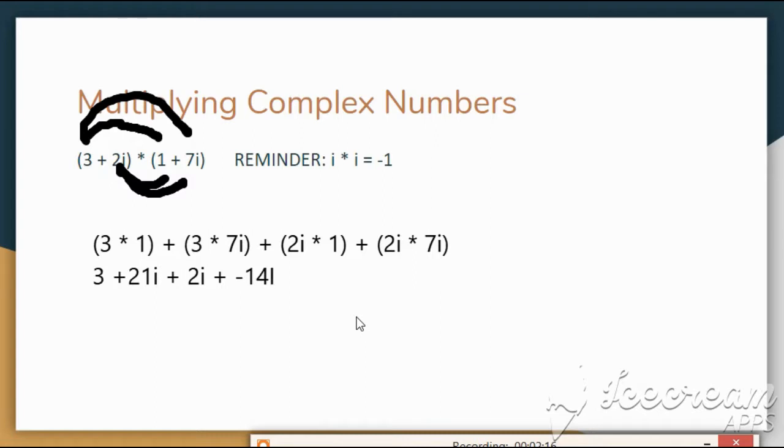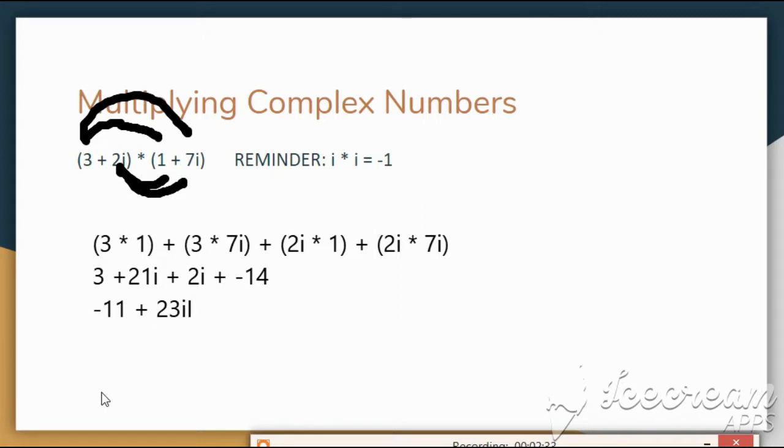And then we would just combine all the like terms together, making sure that we put the real number first before the imaginary one, and we will get -11 plus 23i, and that's our answer right there.